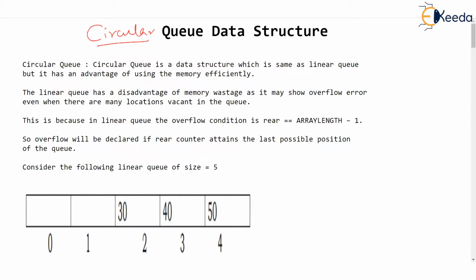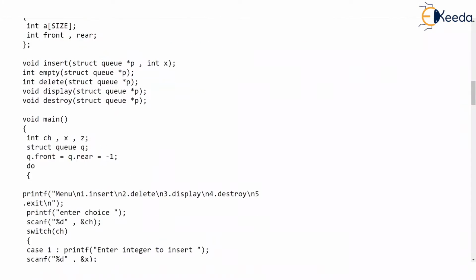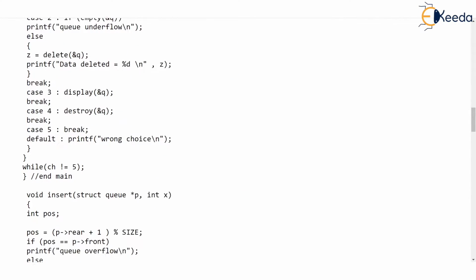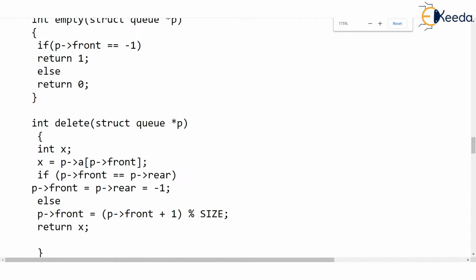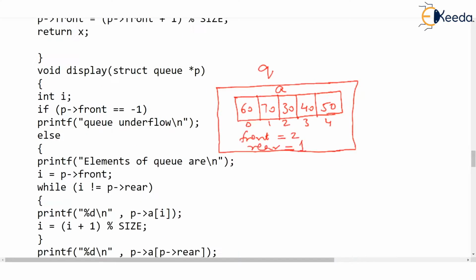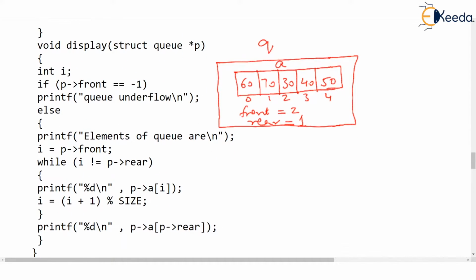And just in the previous video, we saw how to delete an element from a circular queue. We also saw the empty function. This delete function was seen in the previous video. In this video, we will see how to display a circular queue.